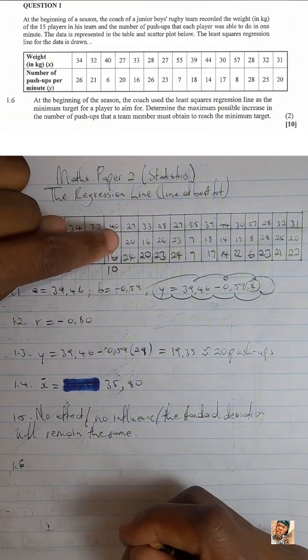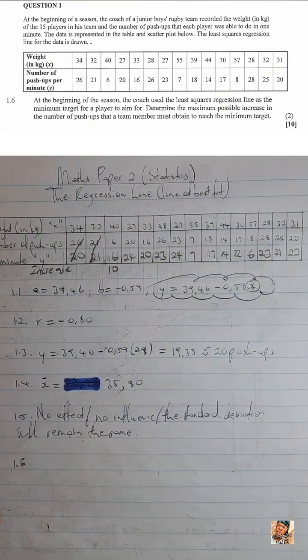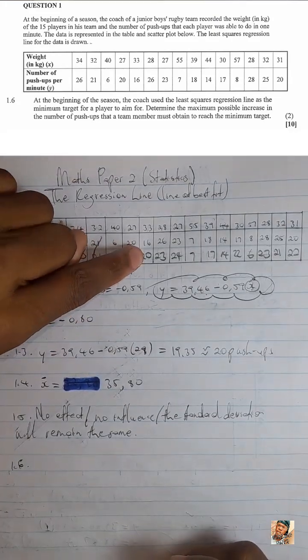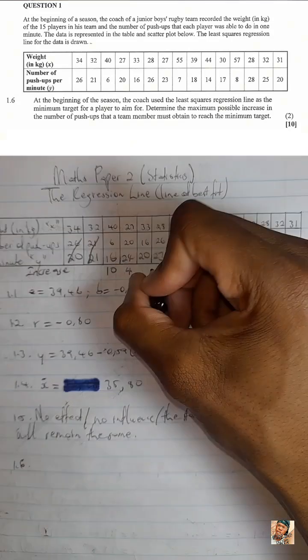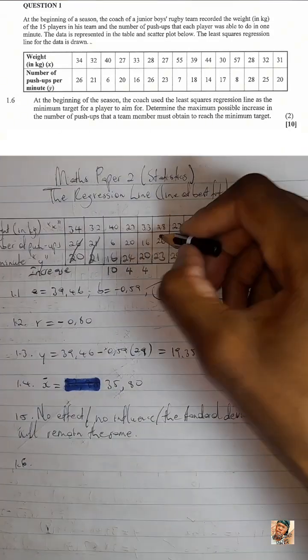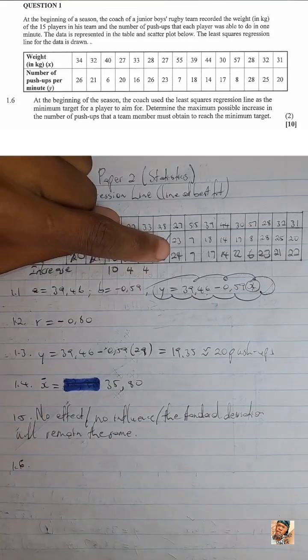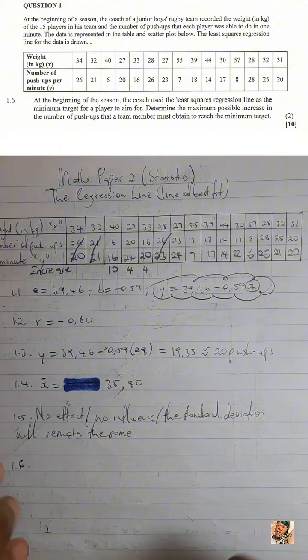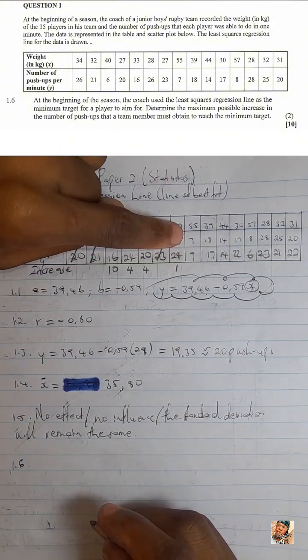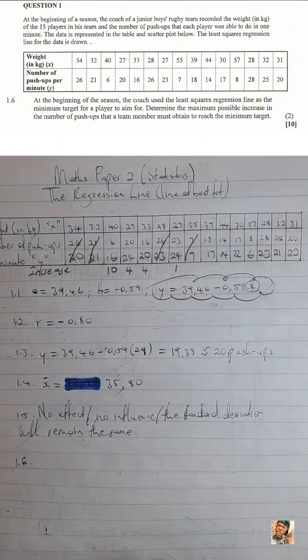This one was expected to make 24. He made 20. That means he needs to increase by 4. This one was expected to make 20. He made 16. That means he needs to increase by 4. This one was expected to make 23. He made 26. That means he reached the minimum. This one was expected to make 24. He made 23. That means he needs to increase by 1. This one was expected to make 7. He made 7. So that means he reached the minimum or the target.